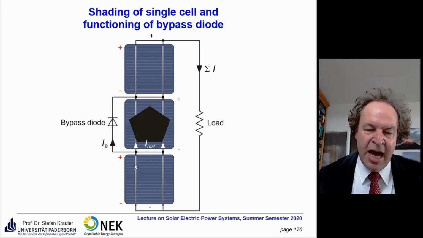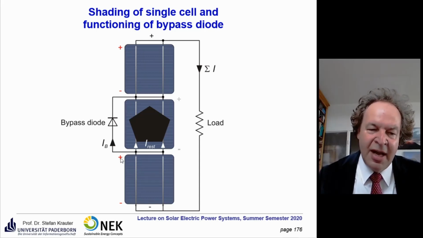And then if you take a look at the voltage, these other cells are still working. There's no current, but still the voltage is applied. So you have here plus minus, and then you suddenly have a reverse voltage on that solar cell. So you have here plus in the lower part of the solar cell and minus in the upper part. And so you have a negative voltage at that solar cell, and that's important to consider.